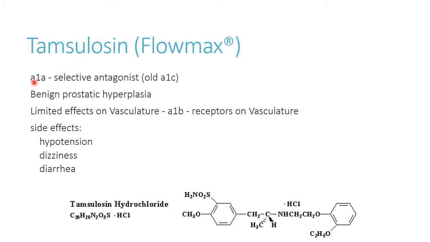So we have one drug that we use that's very specific for a subtype of alpha-1 receptor, alpha-1A, and we have a drug called tamsulosin, or Flomax. This is designed just for BPH and is good because it doesn't really affect blood pressure, because it doesn't affect the alpha receptors found in the vasculature, just the ones found in the prostate, which is nice.